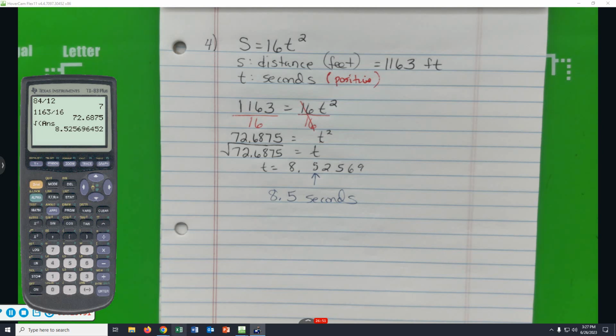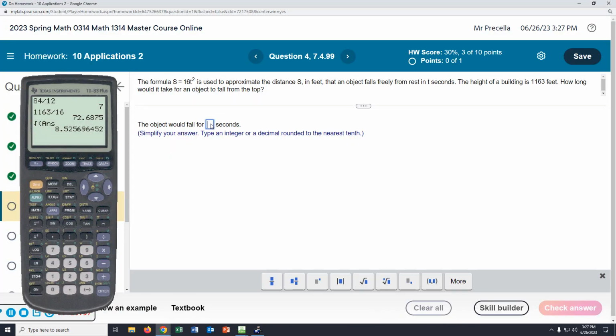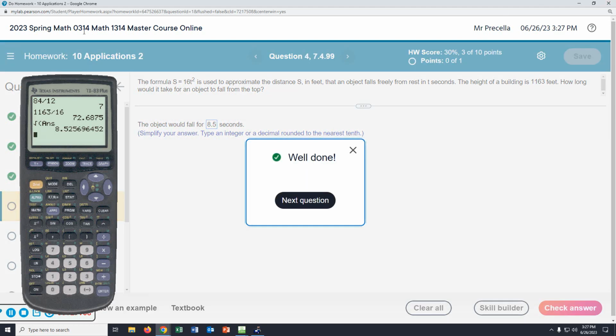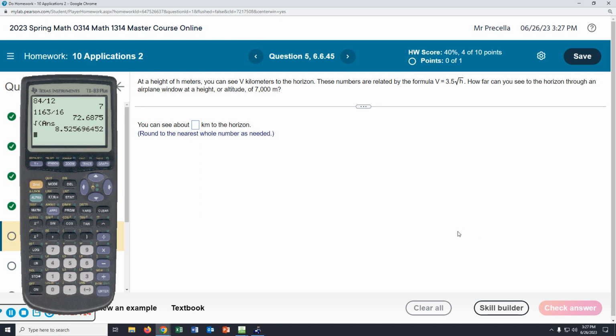Okay, let's switch over here. And we're going to type in 8.5 seconds. Where's the mouse? There. Okay. Problem number 5.